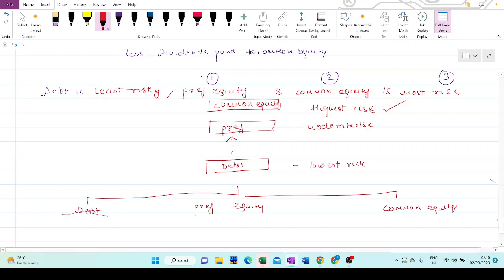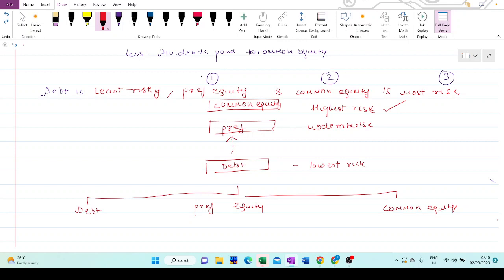Guys, those who invest in the debt of the company are known as the debt holders of the company, right? Those who invest in the preferred equity of the company are known as preferred shareholders. Those who invest in the common equity of the company are known as common equity shareholders, right? And these people will only invest their money in the company if the company pays them something. They are not going to invest for free.